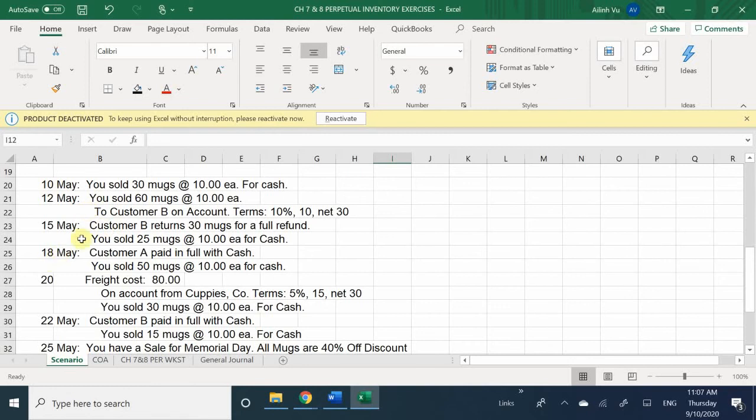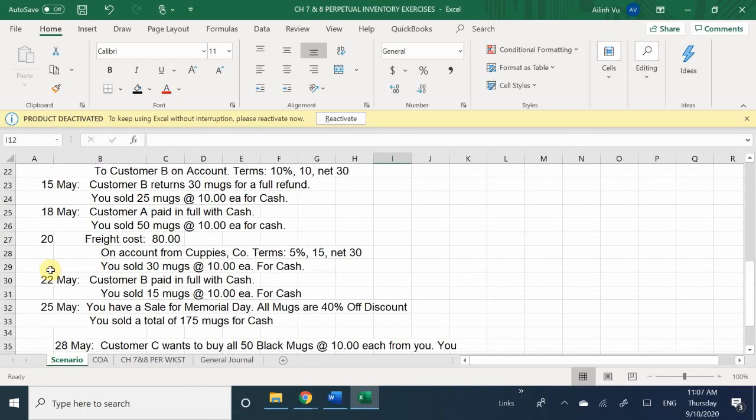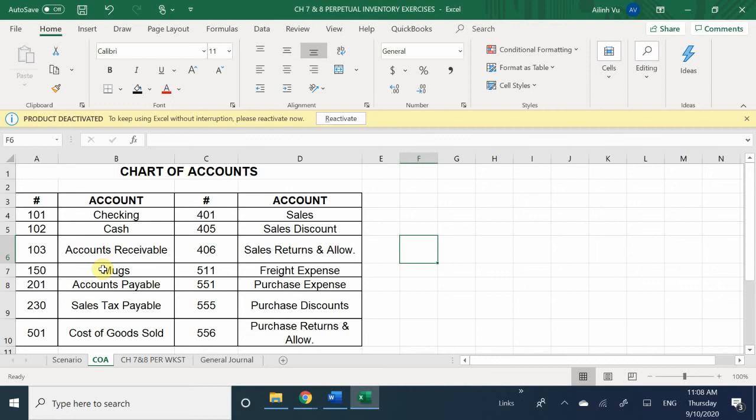What has happened next on May 15? Let's see. May 15. Customer B returns 30 mugs for a full refund. Okay. So on accounts, let's look at our chart of accounts this time. This time, customer B is returning items to us. So what account would we be using this time?